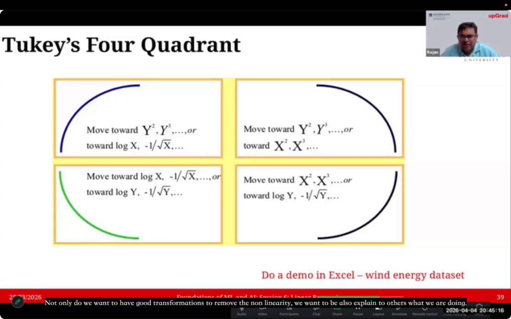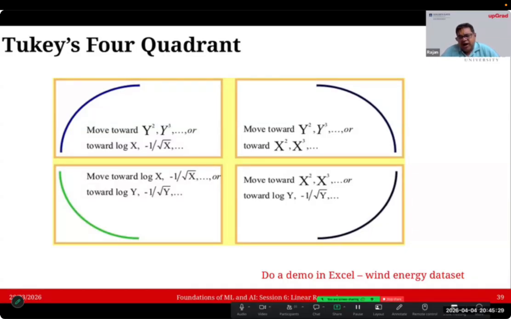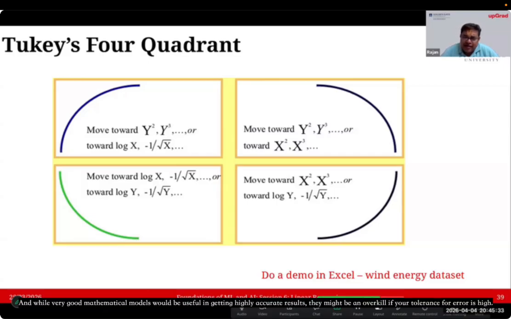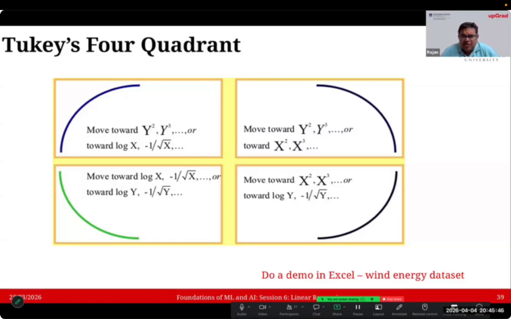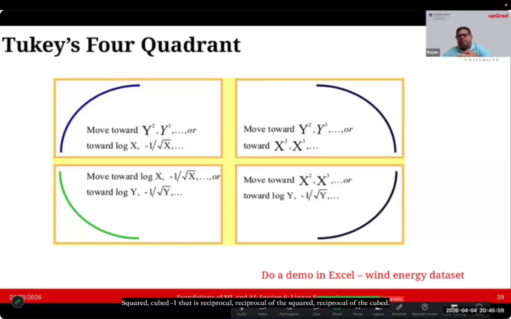Not only do we want good transformations to remove the nonlinearity, we also start with some mathematical values of beta naught, beta 1, beta 2, which would be useful in getting highly accurate results. Calculate the logarithm of odds. If your tolerance for error is high, from the logarithm of odds, calculate the probability. Restrict to very small integer powers only. Once you know the probability, cubed, calculate the negative log, that is the reciprocal of the squared, reciprocal of the cube value.